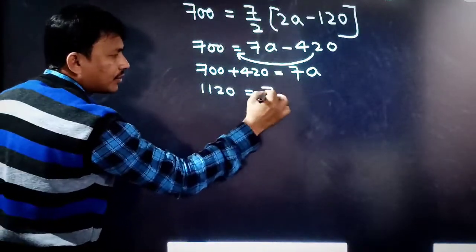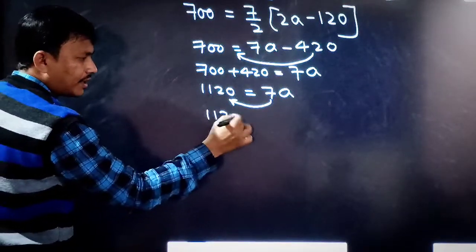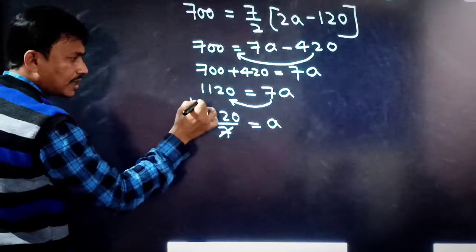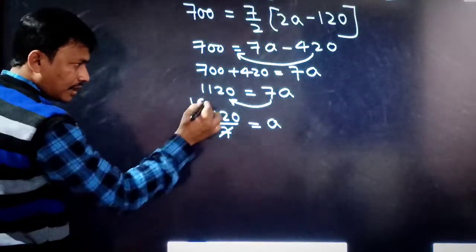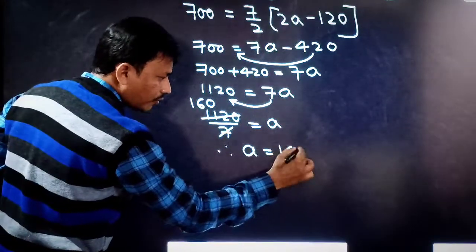1120 is equal to 7a. 7 into will become divide. 1120 divided by 7 is equal to a. 7 ones are 7, 7 6s are 42, then 0 as it is. What is the answer? Therefore a is equal to 160.